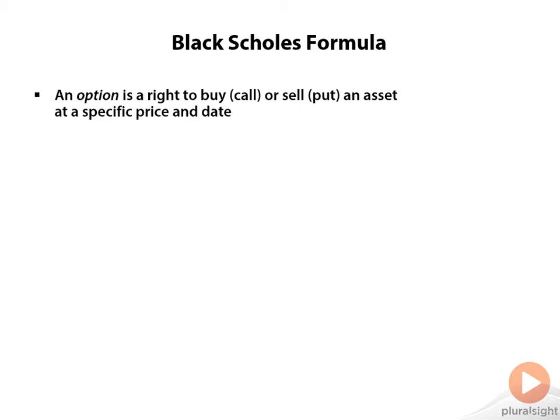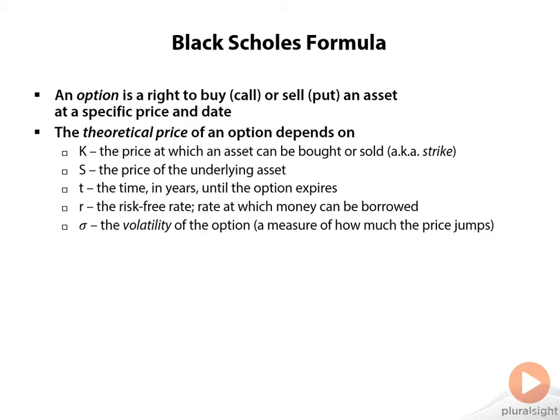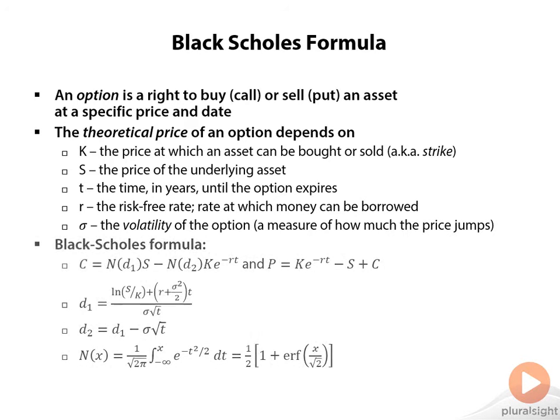And this formula is actually calculated using some input parameters and variables, including these 5. So you would have a theoretical price of an option being calculated via the price at which the asset can be bought or sold, the price of the underlying asset right now, the time to expiration, the risk-free rate, and the so-called volatility. And the formula itself looks kind of like this. So this is a more interesting calculation than the one that we're already used to.